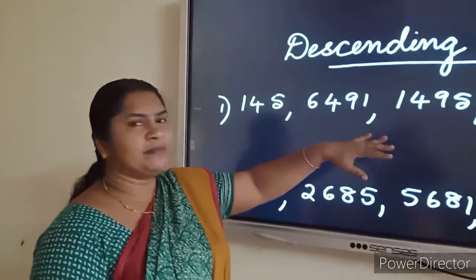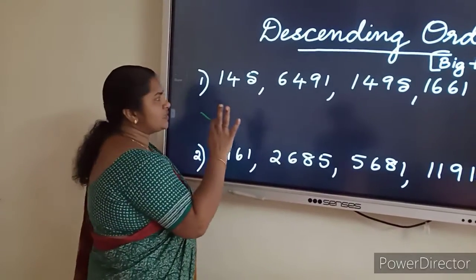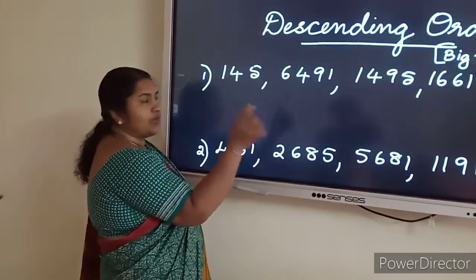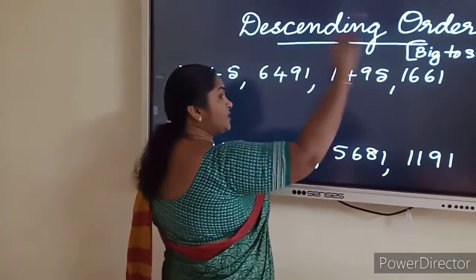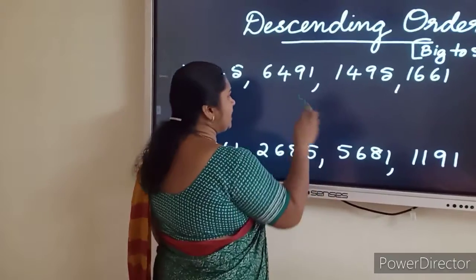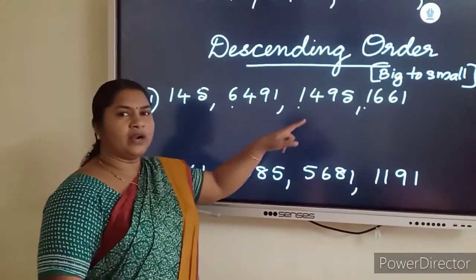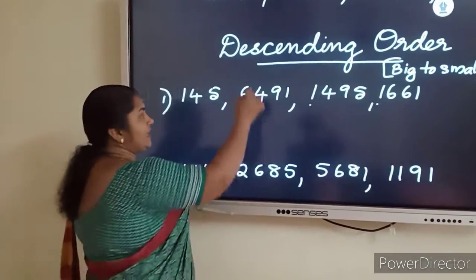Here we have 4 numbers. Yes, this one has only 3 digits. So don't think about this now. We have to move to the highest one. So we have 4 digits, 4 digits and 4 digits. First digits are 6, 1 and 1. So the biggest will be this one.